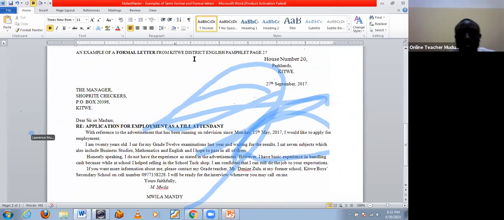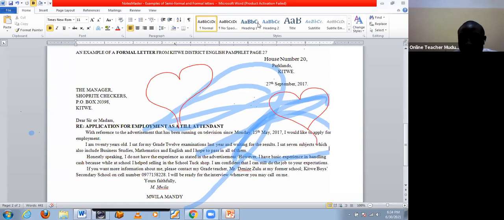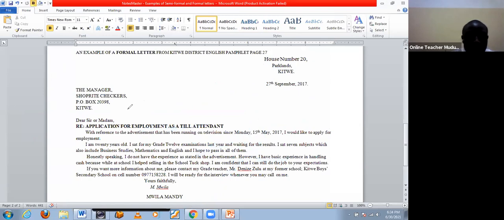So an example of a formal letter, District English, page 27. We have our address there, the space, the date, the address of the person we are writing to. So there's a title there that we mentioned, the manager, and then the address itself. So the PO box there and name of a town, Kitwe. Notice that after every line, there's a comma. After ShopRite checkers, there's a comma. Name of a town and full stop.